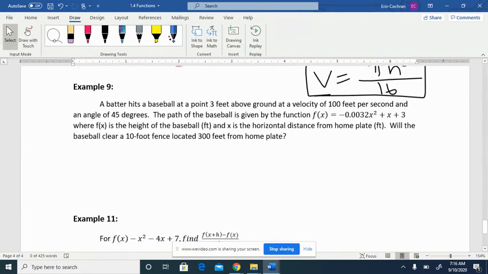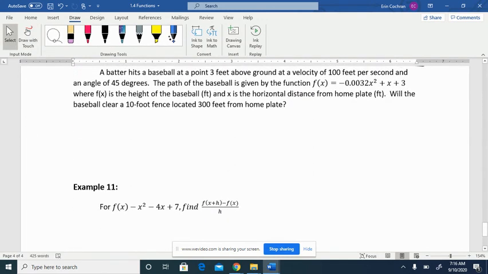Number 9, a batter hits a baseball at a point 3 feet above ground at a velocity of 100 feet per second and an angle of 45 degrees. The path of the baseball is given by the function f of x equals negative 0.0032 x squared plus x plus 3. So we know it's a parabola there, right? So it's quadratic, where f of x is the height of the baseball and x is the horizontal distance from home plate. Will the baseball clear a 10-foot fence located 300 feet from home plate?